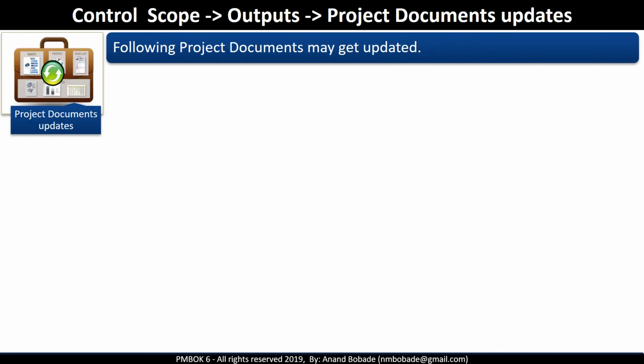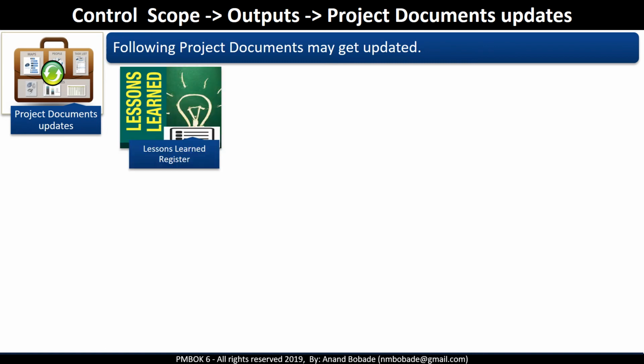Project document updates. Some of the documents which get updated include the lessons learned register. If control scope is changed to make it more effective and efficient, as we learned on the previous slide, then this information will also be added to the lessons learned register.